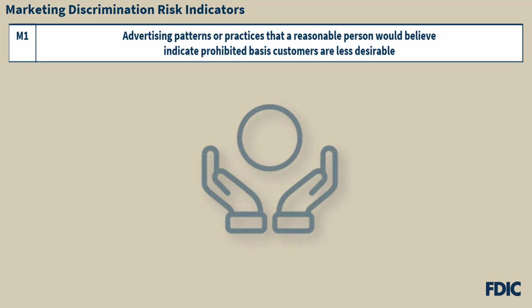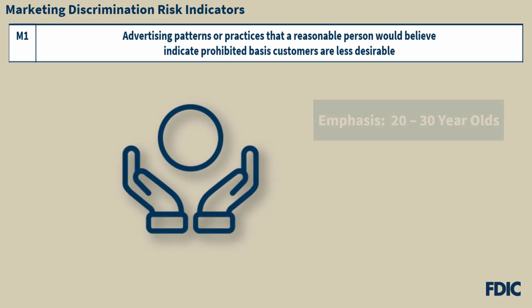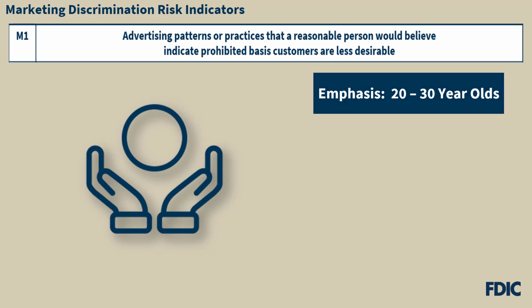For example, if a social media marketing campaign emphasized that borrowers who are between 20 and 30 years old are a bank's best customers, this could indicate that the marketing campaign potentially discriminates on the basis of age.